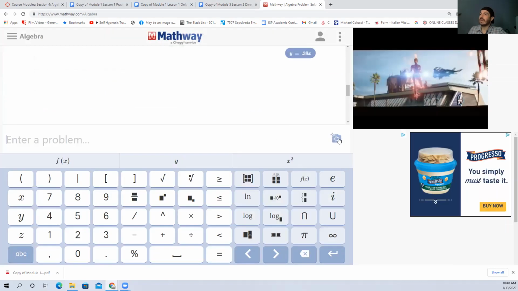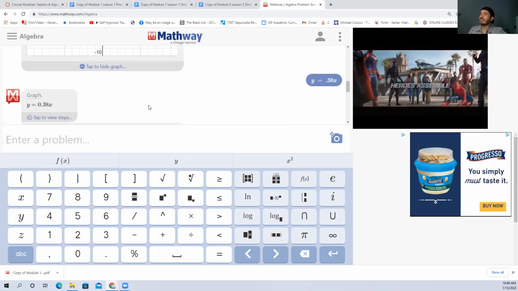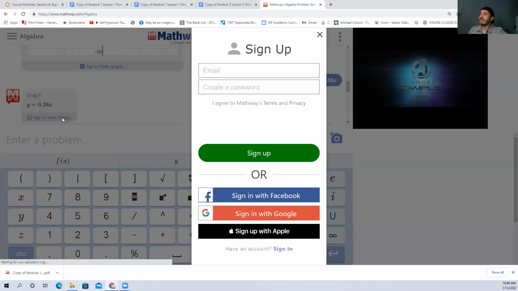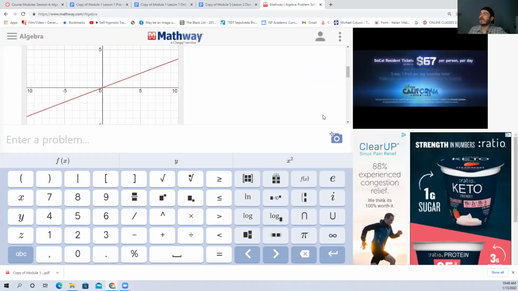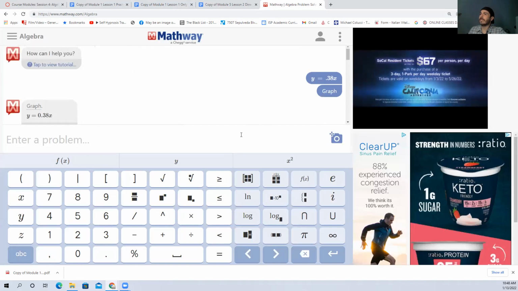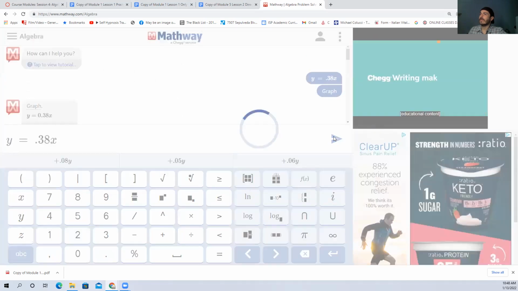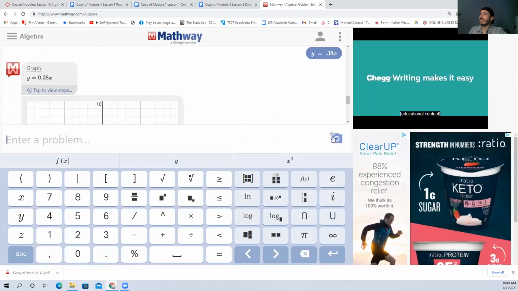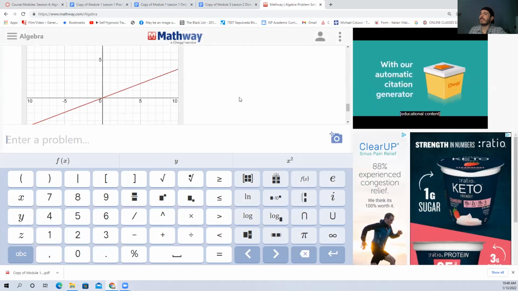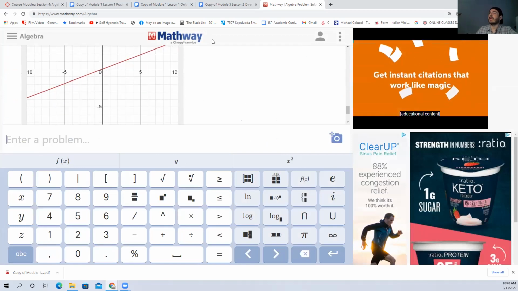Let's see if they can give us a table of values. Darn it. Okay, well, you can plug and chug to come up with tables of values.